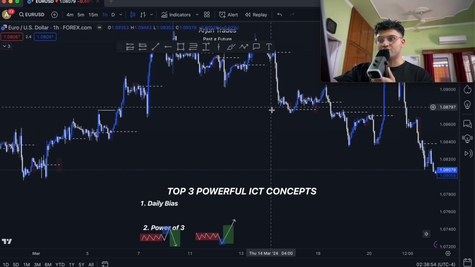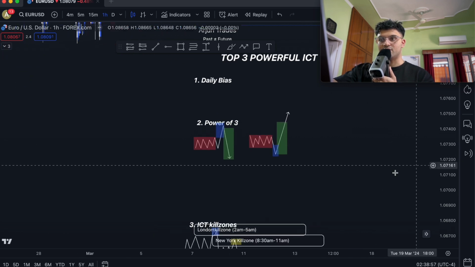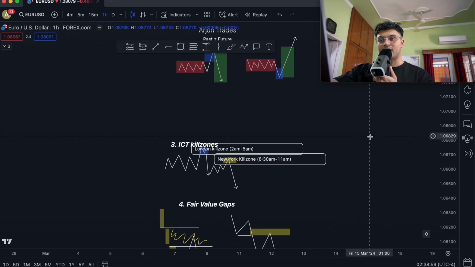Now it's up to you just to go back test, forward test, see how these concepts play out on a day-to-day basis, and go from there.